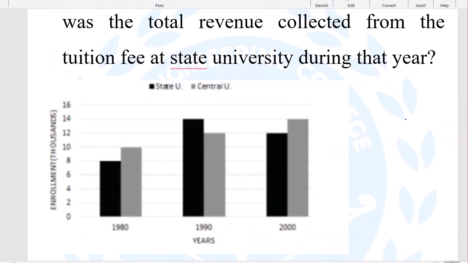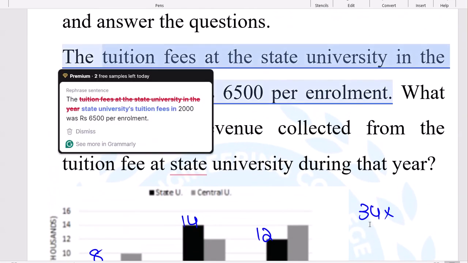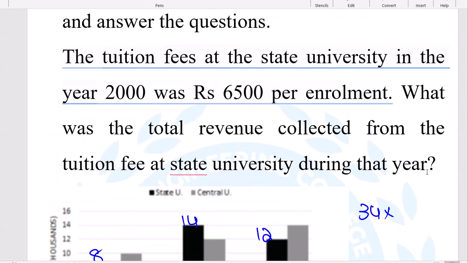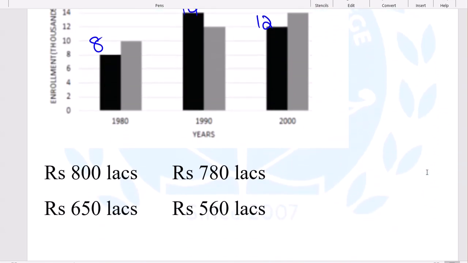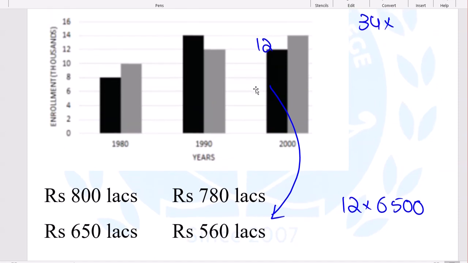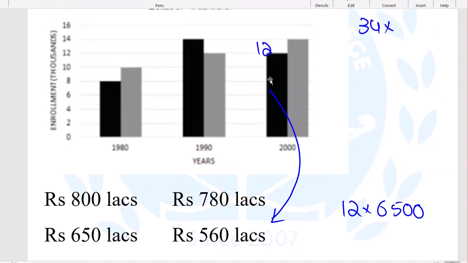So state here, this is 8. Here 14 it seems. This is 12. Right, so 34 is the state universities' revenue. The tuition fees of the state university in the year 2000 was 6,500. Only 1 year. Okay, then only this year. This 2000 only they may be asking. So 12 into 6,500, but this may be in thousands. This is not 12, it is 12,000.